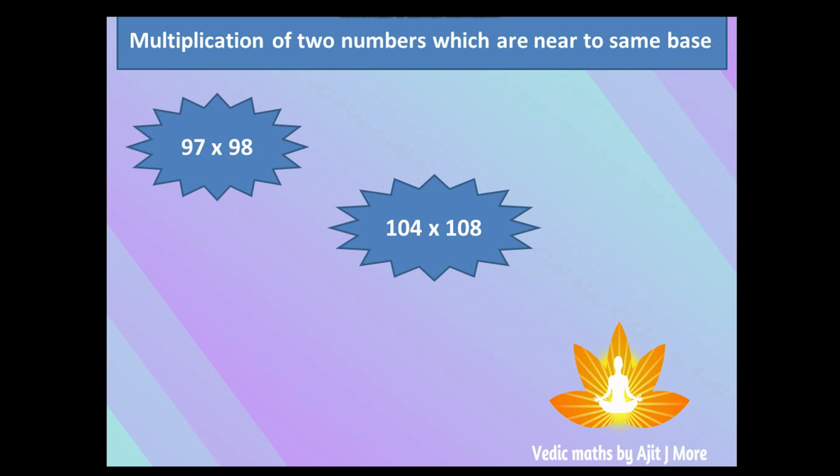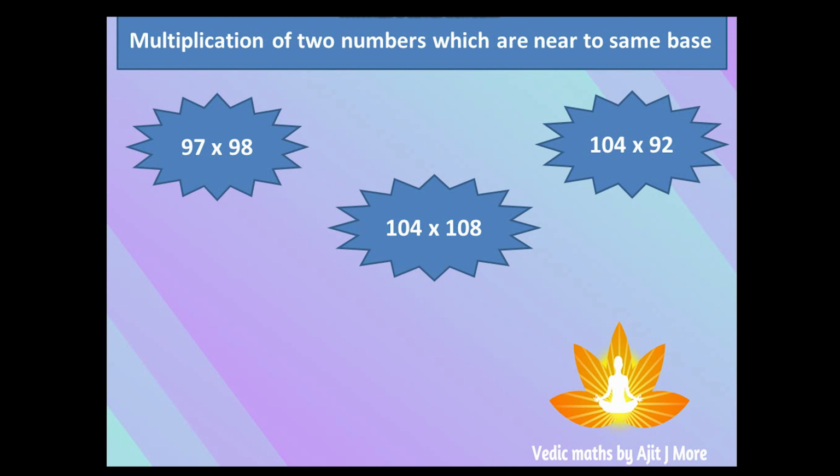And we'll take one more example, 104 into 92. In this, one is after the base and one is before the base. That is, 104 is 4 more than 100 and 92 is 8 less than 100. We are going to see multiplication of all these three cases in detail. That is, both the numbers are lesser than the base, both the numbers are greater than the base, and one is lesser and one is greater.